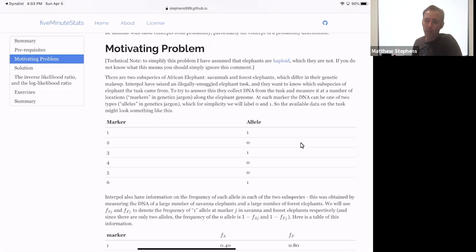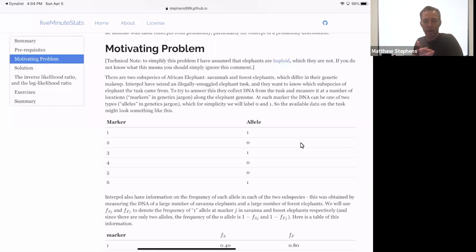So, what's the data that we might use to try and answer that? To simplify things, I'm going to assume that elephants are what's called haploid. That means they just have one copy of their genome. Actually, elephants, just like humans, have two copies of their genome, one that came from their mother and one that came from their father. But just to simplify things, I'm going to imagine they only have one copy of their genome. And then the data are going to consist of looking at their DNA at different positions along the genome. Those positions are going to be called markers.